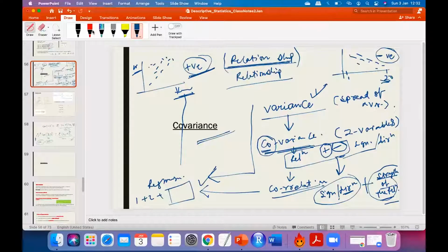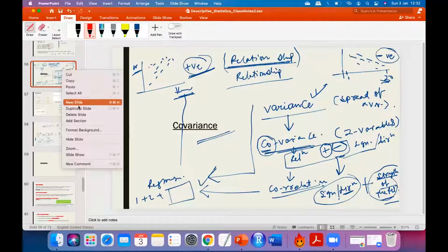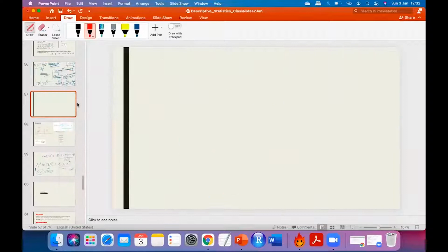Okay. Now, I think it was a bit cluttered, so let me make a slide. What I said is we started from variance, right? Then we said covariance, right? Then we said what? Correlation. And then we said regression.